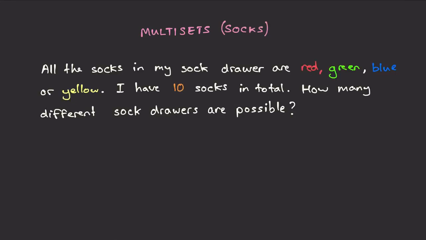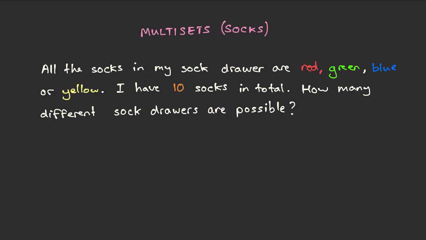Here's a counting problem. Suppose I tell you that I have a sock drawer. There are 10 socks in the drawer, and every sock in the drawer is red, green, blue, or yellow. My question is, how many different sock drawers are possible? To solve this, our first step is of course to ask what we're actually counting.